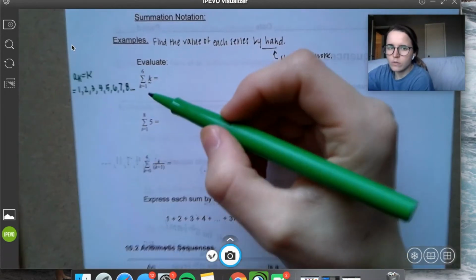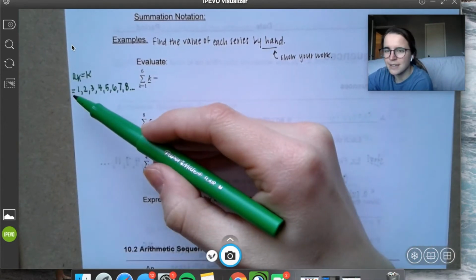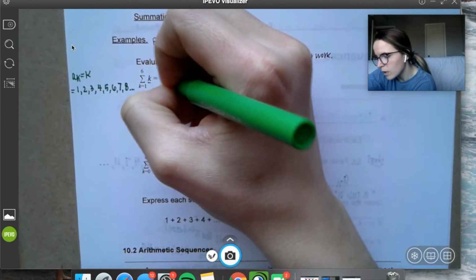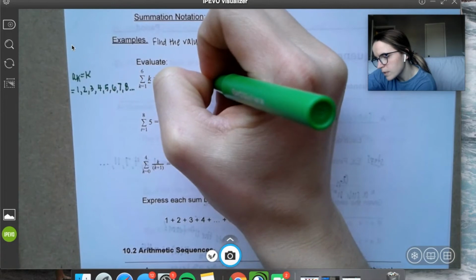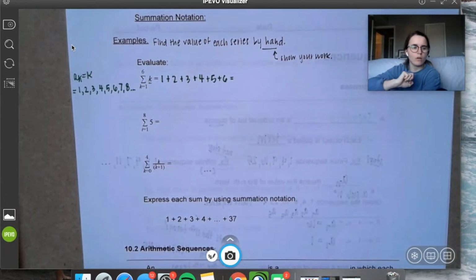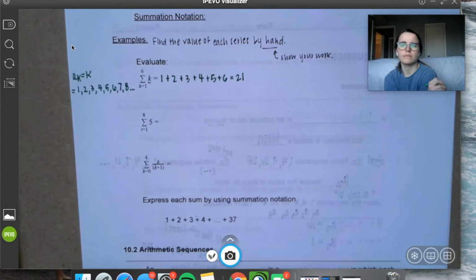However, we have to note that this goes from 1 to 6. So we're only going to do the first 6 terms. It's obvious on this one because it's just counting up by 1. So what we're going to do is add 1 plus 2 plus 3 plus 4 plus 5 plus 6. And if you're showing your work, you're showing all of that. All of that adds up to be 21.